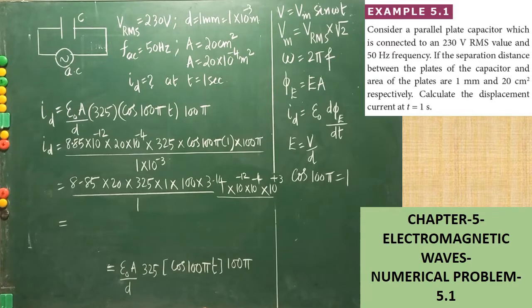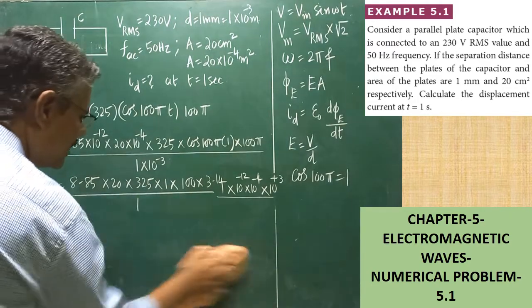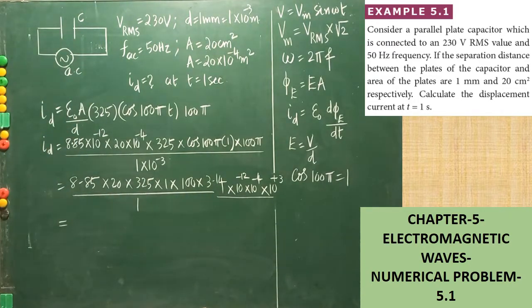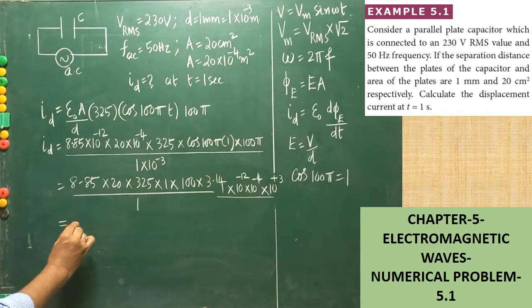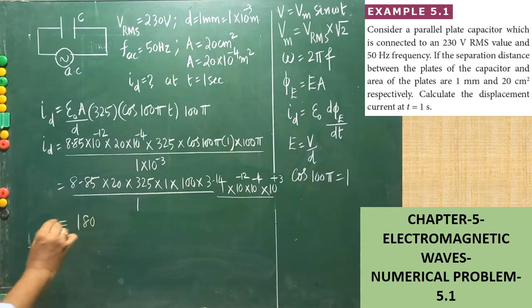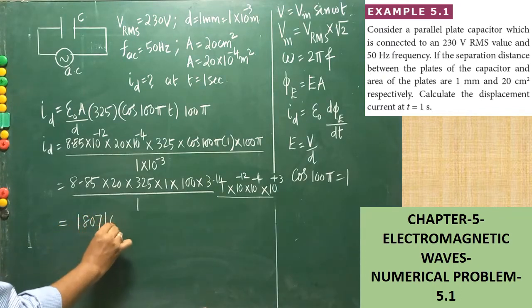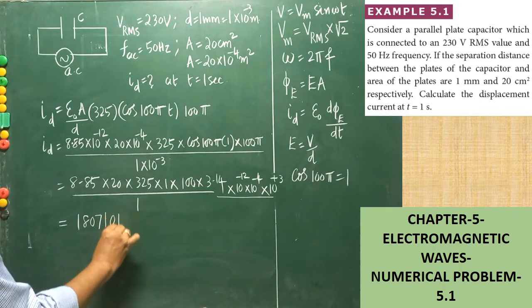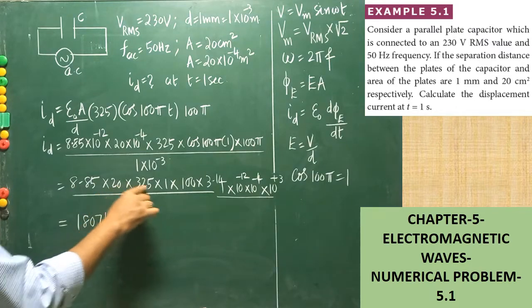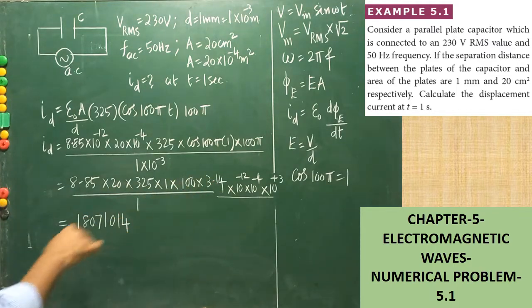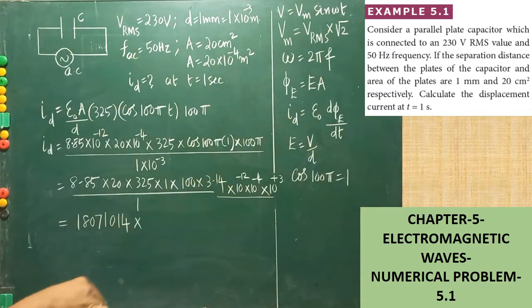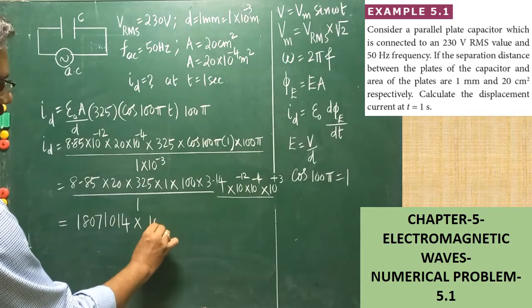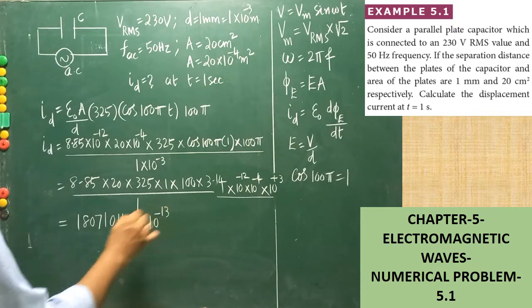Now the bottom one need not be written here. So the multiplied value, if all the factors are multiplied, you will get 180,710,14. I have already calculated this entire thing using a calculator. Okay. So the remaining thing is 10 to the power of minus 12, 10 to the power of minus 4, 10 to the power of plus 3. If everything is simplified, you will get 10 to the power of minus 13.